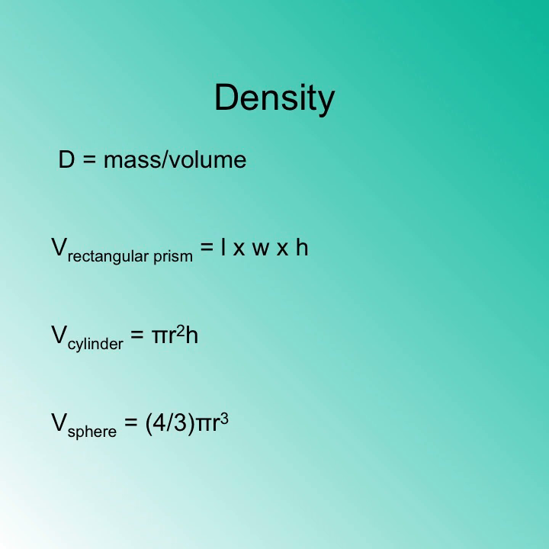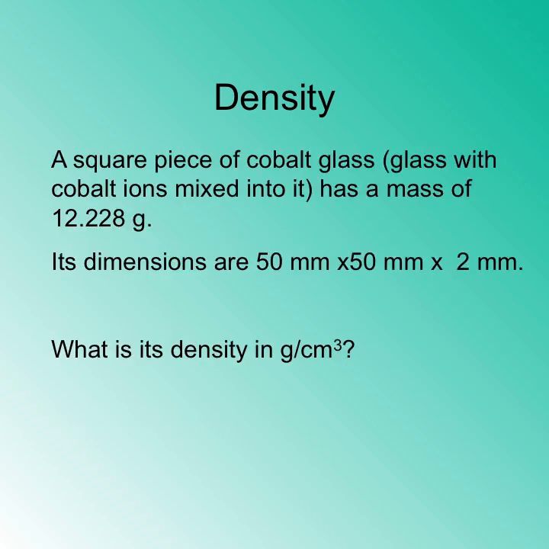Okay, so hopefully you've taken the time to work out these 3 density problems. And in the first one, the square piece of cobalt glass with a mass of 12.228 grams. Its dimensions are 50 millimeters by 50 millimeters by 2 millimeters. And I want its density in grams per centimeter cubed. Well, the easiest thing to do is convert those millimeters dimensions into centimeters before you start to calculate the volume of the piece of glass. So when you do that and then you calculate your density in grams per cubic centimeter, you should be getting 2.45 grams per cubic centimeter.